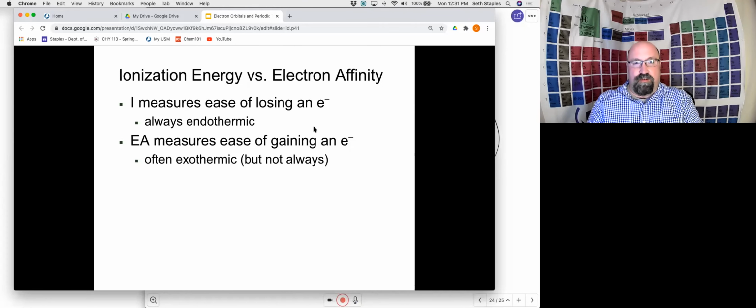And actually, we're not going to talk about that. Ionization energy versus electron affinity, just to sort of compare the two. Remember, ionization energy always measures the ease of losing an electron, always going to be endothermic. It's always going to take energy to remove an electron. Whereas electron affinity measures the ease of gaining an electron, usually exothermic, but not necessarily always.